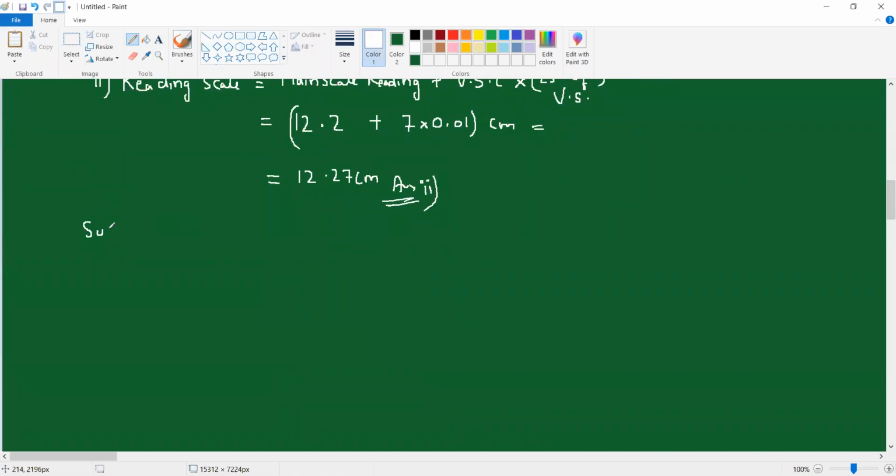Suppose this vernier scale had a zero error. Suppose case 1, this vernier scale had a positive zero error of 0.02 centimeter. So if you have to find the correct value, how will we find it?